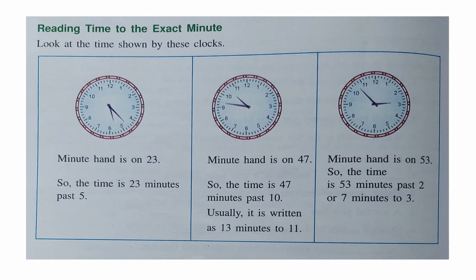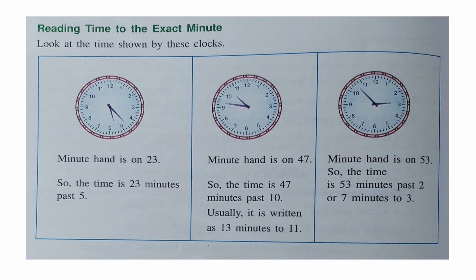Next, I will discuss with you reading time to the exact minute. Look at the time shown by this clock. Here the minute hand is on 23. Counting from 20, then 21, 22, 23. So the minute hand is on 23. So the time is 23 minutes past 5.